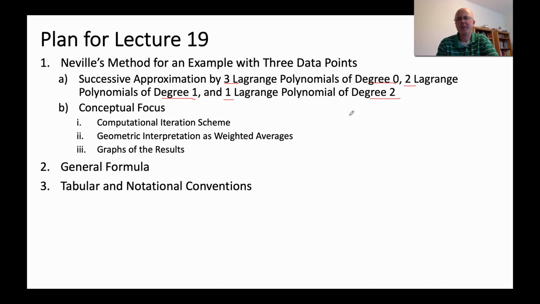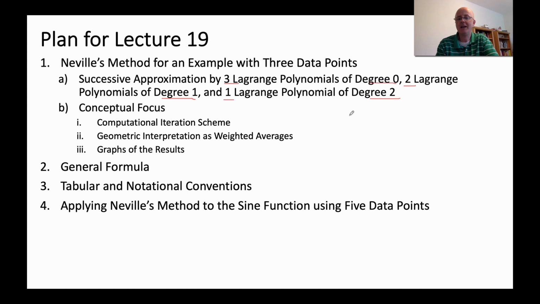We'll see that that formula is best thought about in a tabular environment with certain notational conventions. Actually, we'll talk about the notational conventions from the textbook at first with the simple example, but then once we get to the general situation, we'll talk about the more general kind of convention. We will then apply Neville's method to the sine function using 5 data points. Then we'll implement it on a spreadsheet.